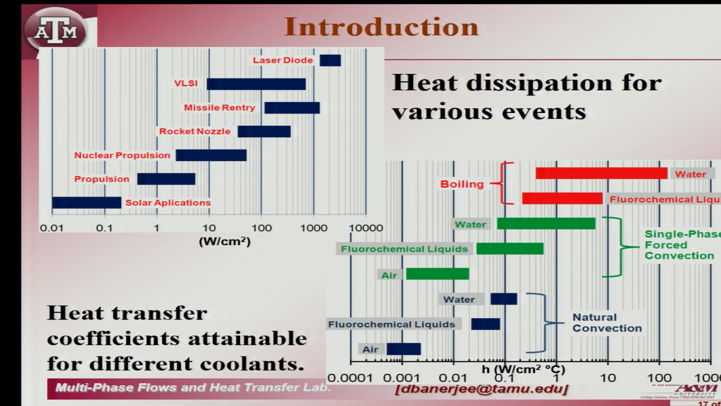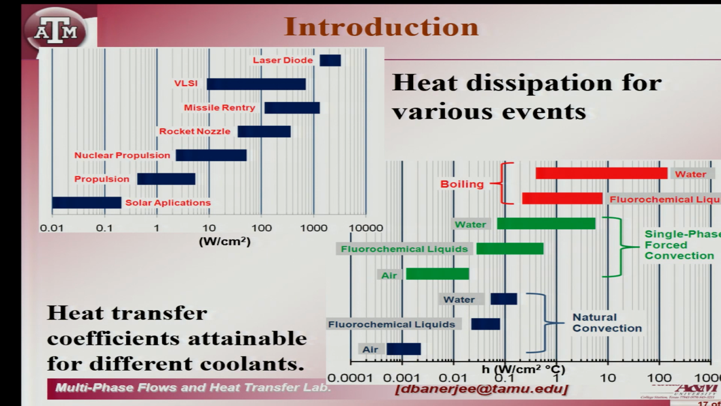Now, I have this problem. What do I have in my toolbox to solve it? If I look at simple convective cooling using air or liquids, I can go only up to about 0.1 watts per centimeter square. But I have to get to kilowatts. That is what I need.